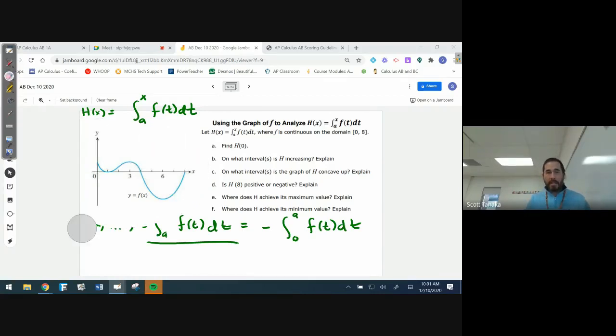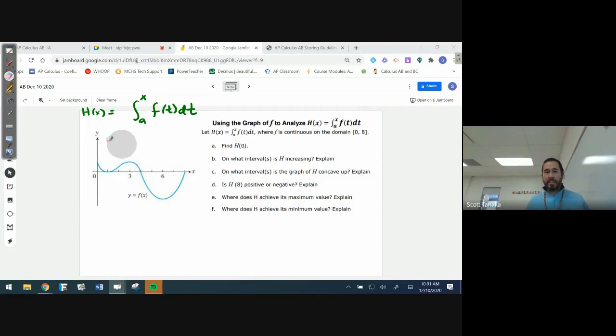Let's do B. It says, and this is such a good question, when is h increasing? Well, h would be increasing whenever h prime is positive. Well, when is h prime positive? H prime means derivative. So I'm going to take the derivative of an antiderivative.